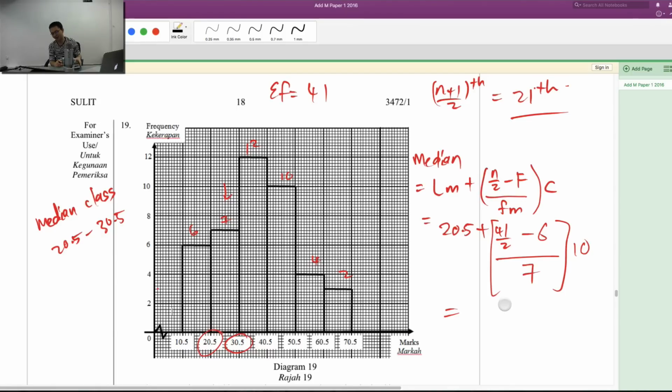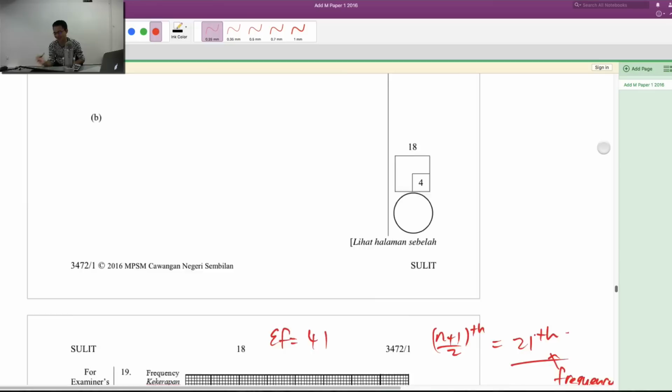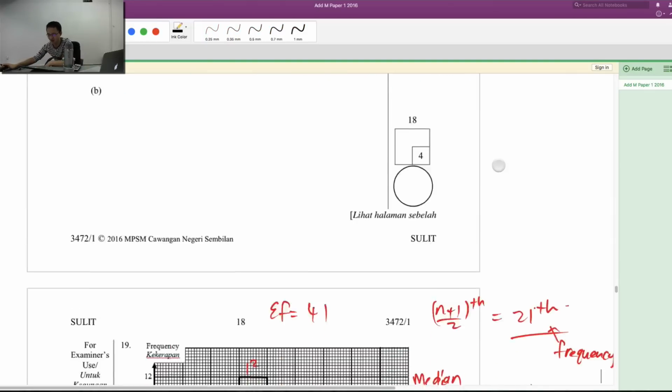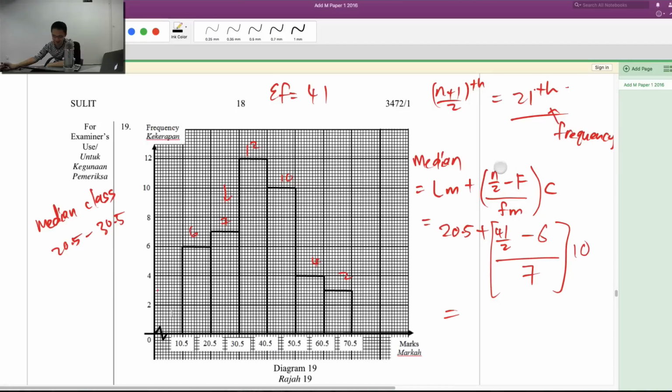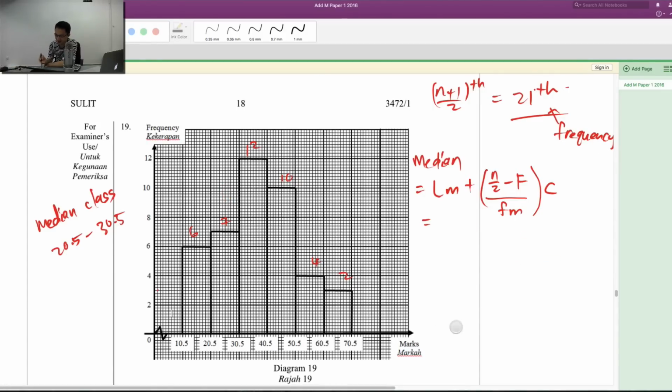Oh my god. Yeah, I did something wrong. Okay, so this 21 is based on frequency. It's not based on the class. We have to use the frequency to find the class. No wonder I got something wrong. So all here is wrong. So it's based on frequency. Frequency means what? It's based on cumulative frequency.